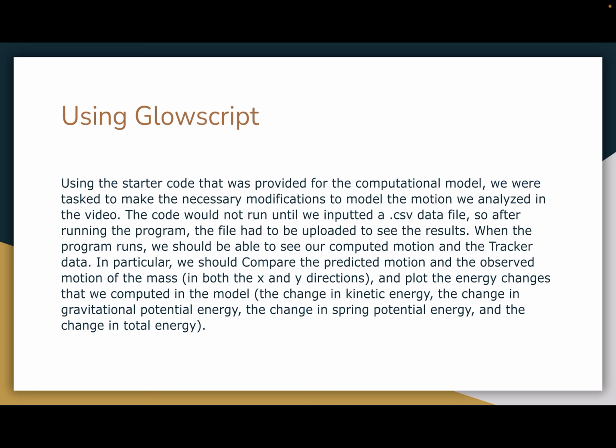When the program runs, we should be able to see our computed motion and the tracker data. In particular, we should compare the predicted motion and the observed motion of the mass in both the X and Y directions and plot the energy changes that we computed in the model: the change in kinetic energy, the change in gravitational potential energy, the change in spring potential energy, and the change in total energy.